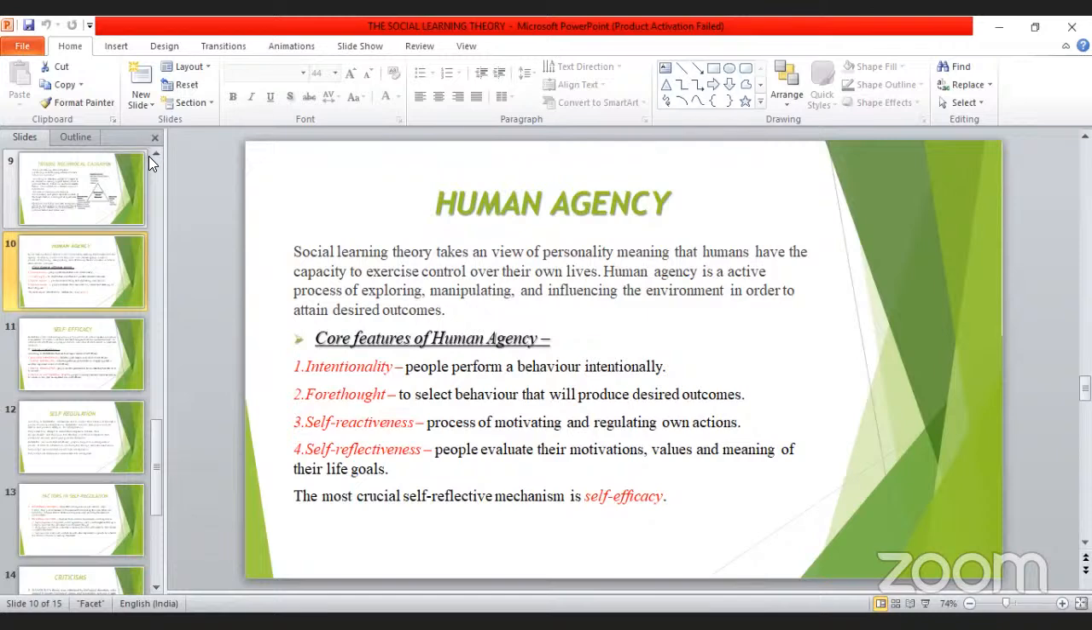Next is self-reactiveness. So self-reactiveness is the process. Here Bandura recognized that setting a goal is not sufficient to attain desired outcomes. Goals must be specific, and the goal must be within a person's ability to achieve.